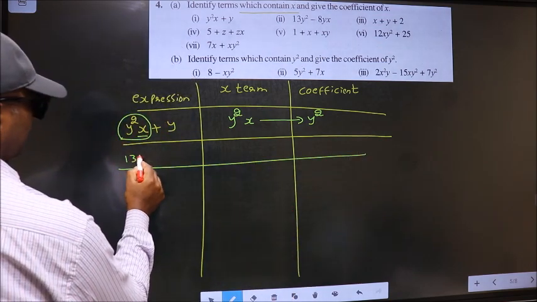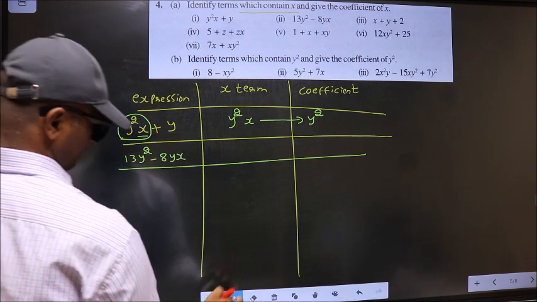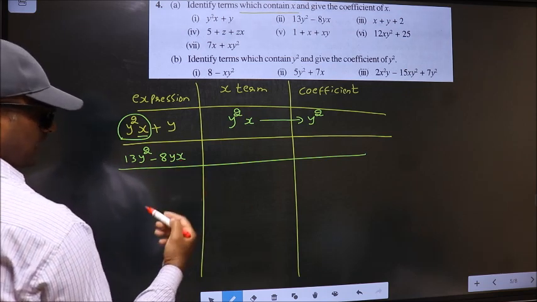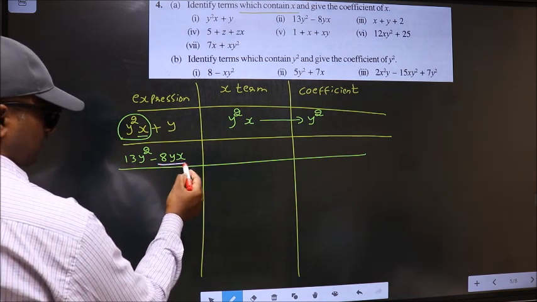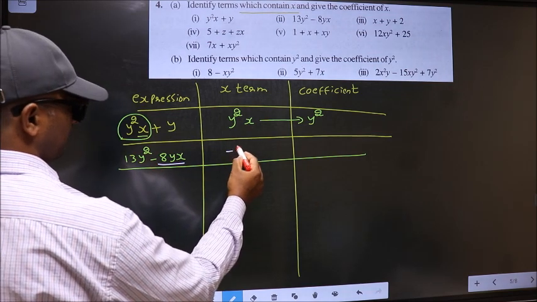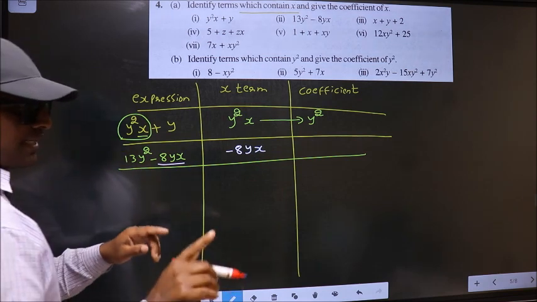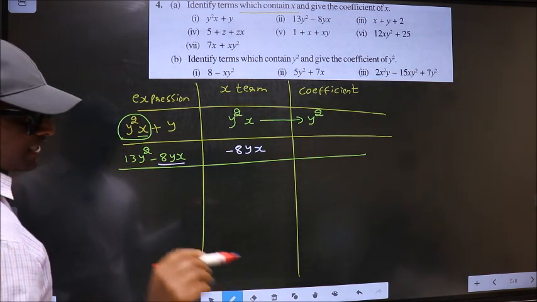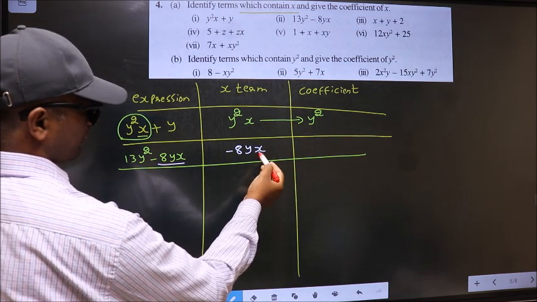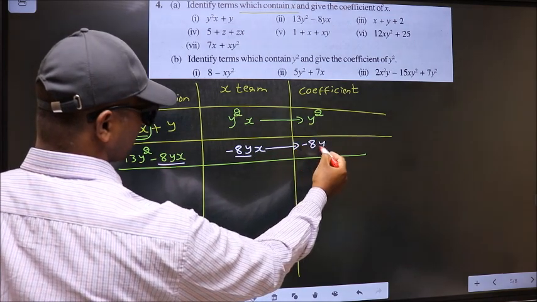Next, 13y square minus 8yx. In this term, where do you see x? Here. So this is the x term. Don't neglect this negative symbol. Had it been positive, even if you don't write, fine, but the negative symbol you should write. Now coefficient means whatever you have before x, that is minus 8y.